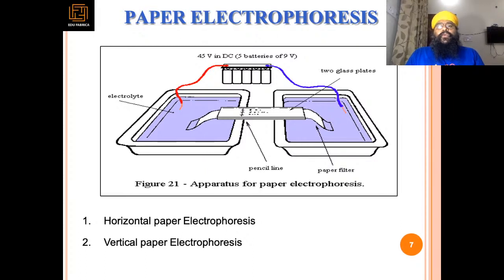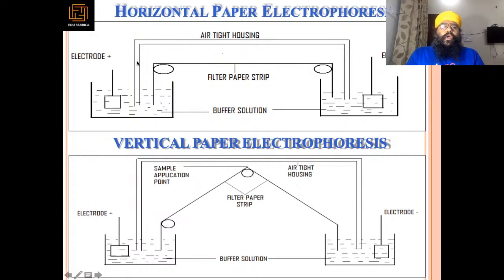Then paper electrophoresis: we have a pencil line, like this structure here, under 2 glass plates, and our paper is put into the positive side and negative side. Then the migration is done over this paper, and this is also of 2 types, horizontal and vertical.